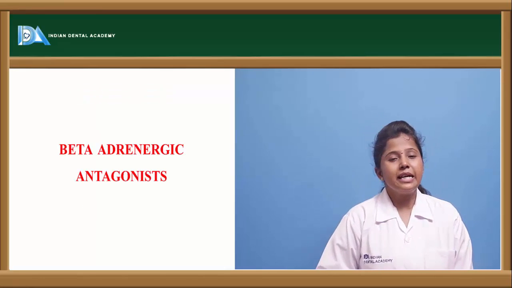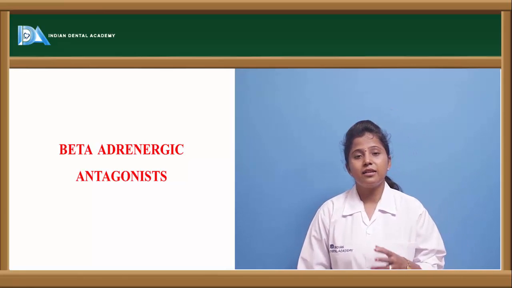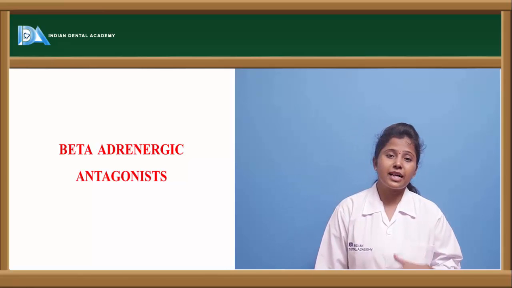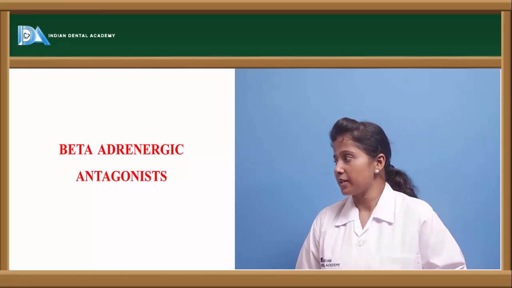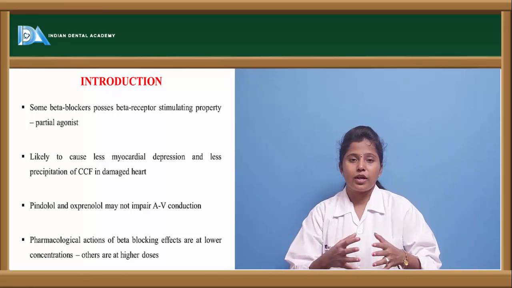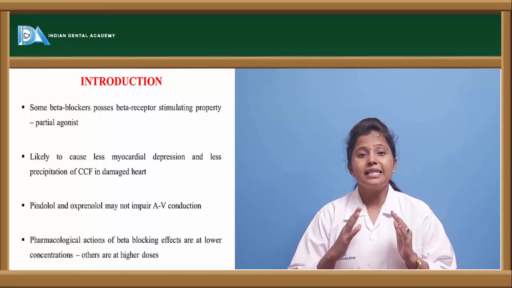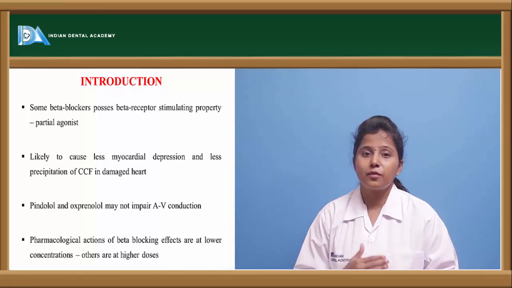Let us see the beta adrenergic receptors. Beta adrenergic antagonists are the drugs which block, or else we can say antagonize, the action of beta receptors. So what are these beta receptor blockades? Here we have beta 1, beta 2 as well as beta 3 receptors, and the location of these receptors differs from organ to organ.